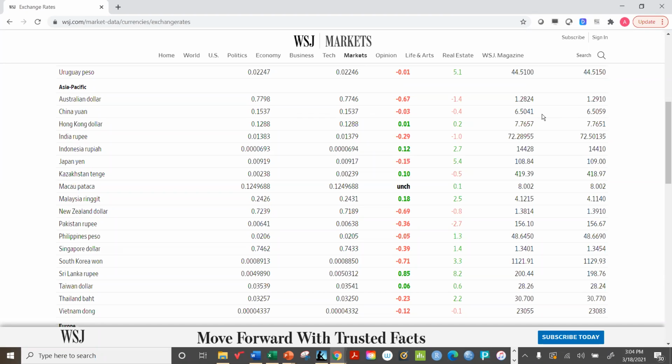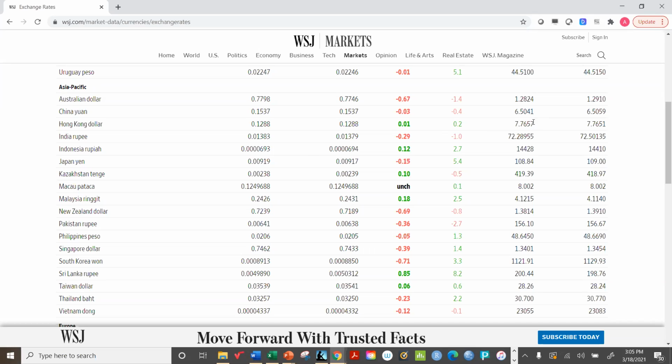The Chinese currency is actually not a free floating exchange rate. It is fixed by the Central Bank of China. They intervene in foreign exchange markets to ensure that the strength of their currency is more or less the same every single day. They have what's called a fixed exchange rate. And for some countries, that makes a lot of sense. Hong Kong is actually the same way. It takes roughly 7.7657 Hong Kong dollars to buy one US dollar. And that hasn't changed for quite a few years.